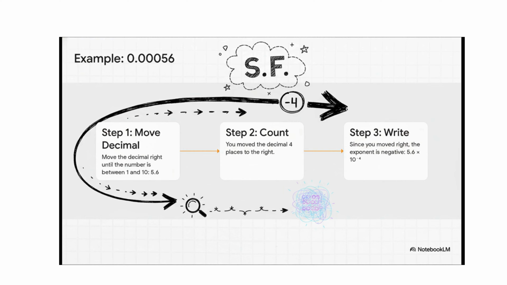For 0.00056, we move the decimal 4 spots to the right to get 5.6. That move to the right is our signal that the exponent has to be negative. So the answer is 5.6 times 10 to the negative 4.